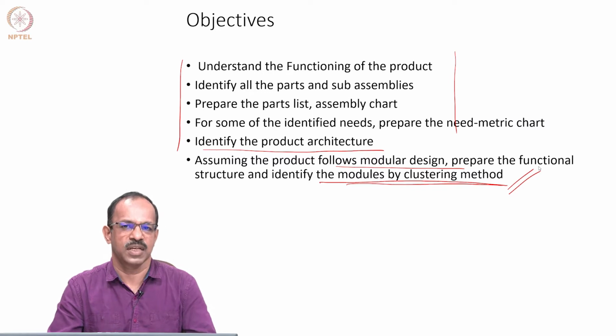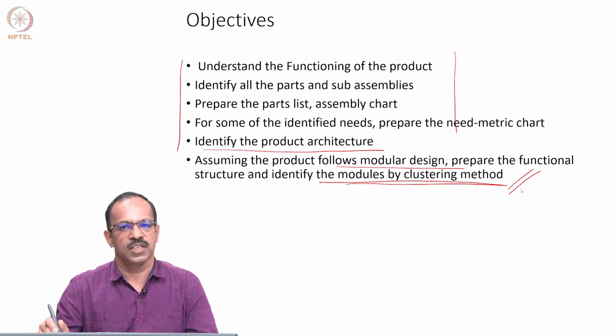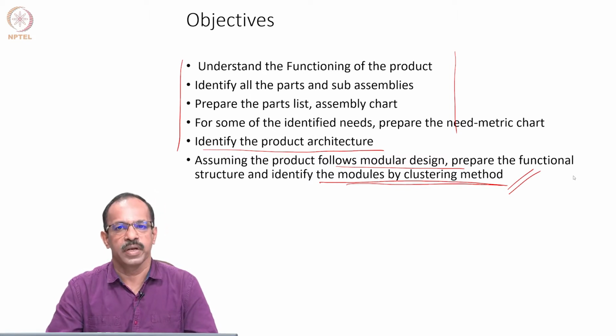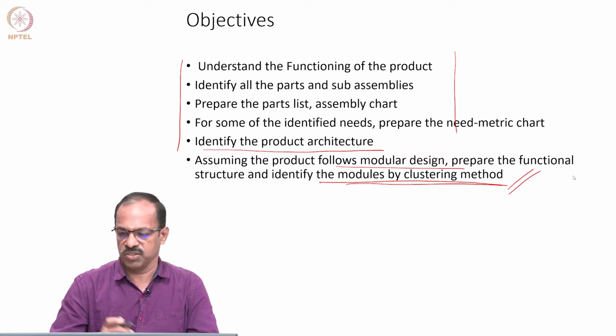So the clustering method is the simplest form of module identification. You develop the functional decomposition and then do the clustering. You can identify all the flow inputs and flow outputs, and then based on that do the functional decomposition, and then cluster them to get the different modules. So this is what we will be doing in this exercise.